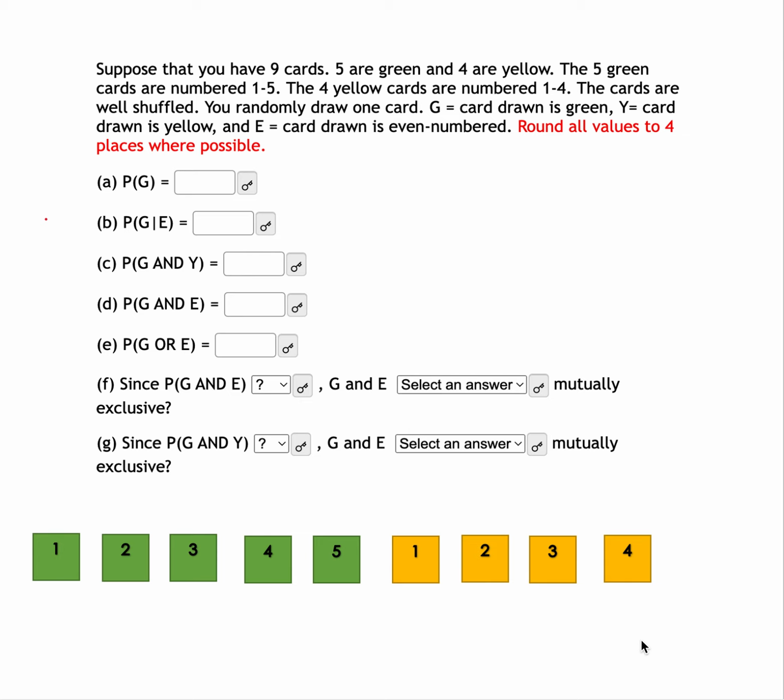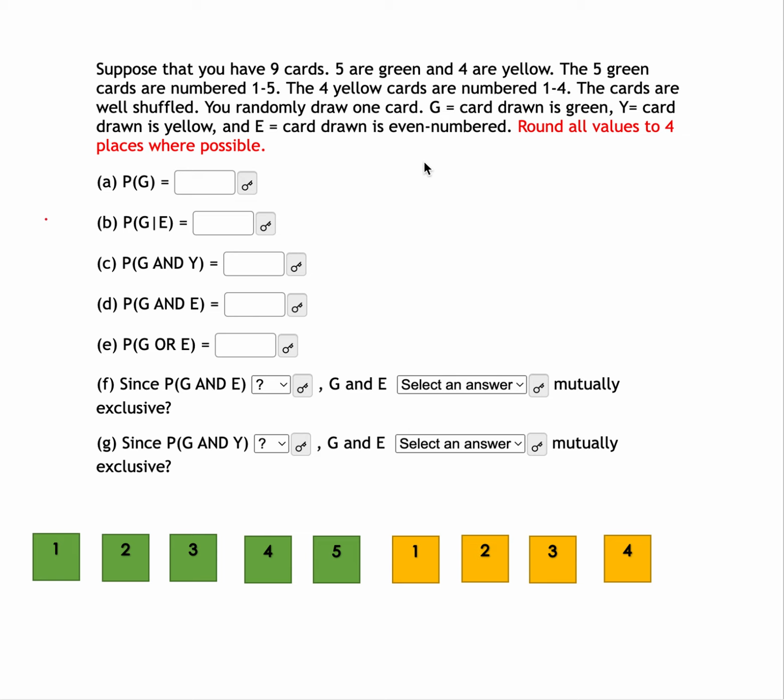Suppose that you have 9 cards. 5 are green, 4 are yellow. The 5 green cards are numbered 1 through 5, and the 4 yellow cards are numbered 1 through 4. The cards are well shuffled, and you randomly draw 1 card. So G means you draw a green card, Y means you draw a yellow card, and E means you have drawn an even numbered card. And we're going to round all values to 4 places.